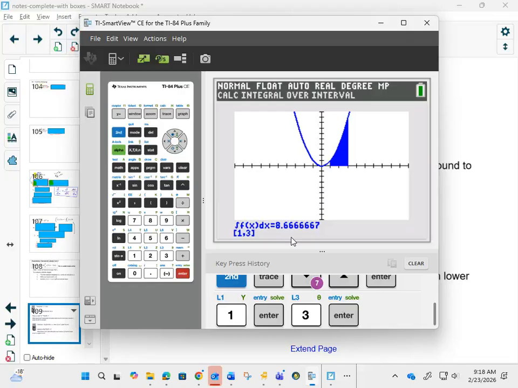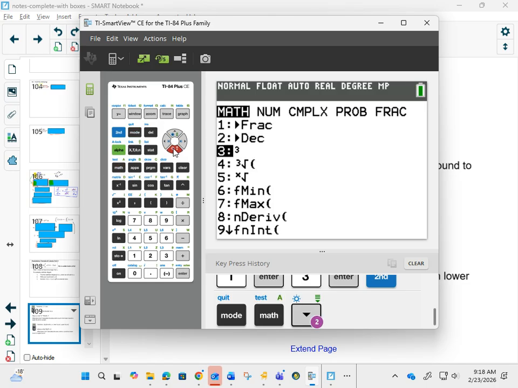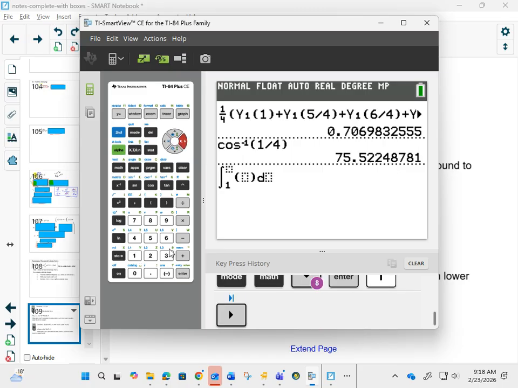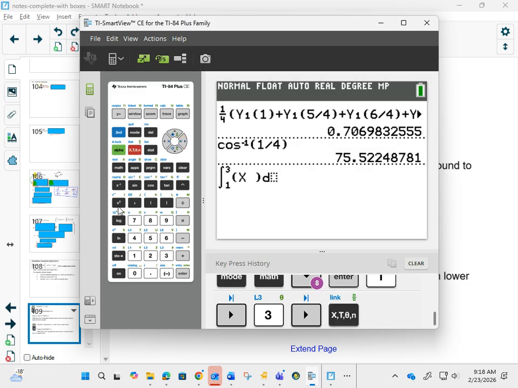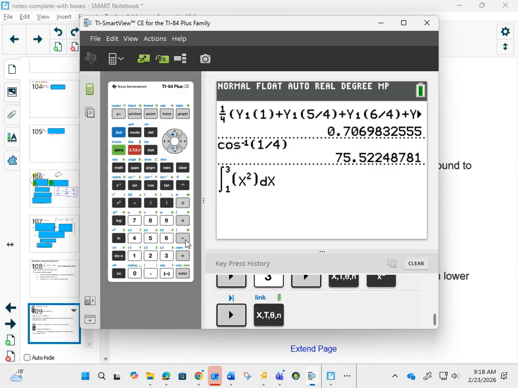Okay. We can also get this same answer under the math button. And number 9, integral. And we can go from 1 to 3. I can type in x squared here, or I could type in y1 because I have it written in y1. But since x squared is super easy to write, I'm going to write that. And our variable is x, so we do d dx. And we get the exact same number this way as well.